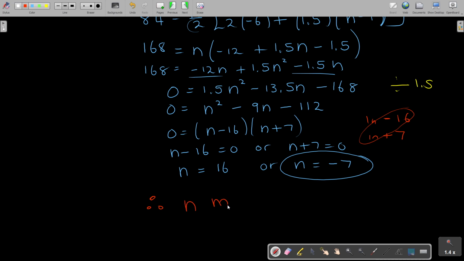N must be a positive whole number. Therefore, I should have put the therefore rather there. So therefore, n is equal to 16. And that is how you do it.